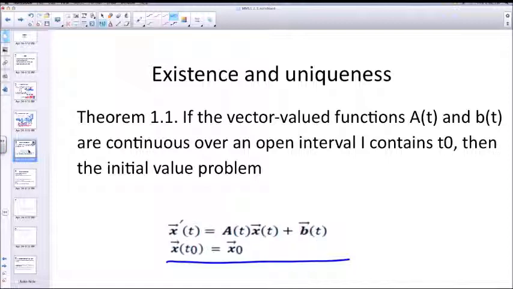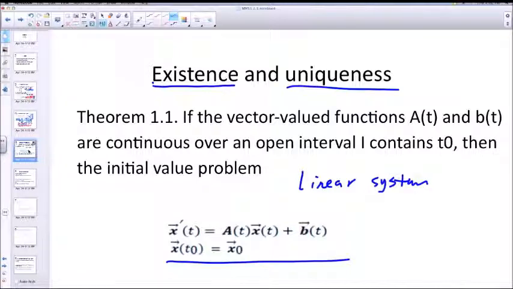The first theorem is good news for existence and uniqueness. If you have such a linear system and you have the initial condition, the solution is guaranteed to exist and is unique. That's a perfect situation in real world applications. You want a solution, you want a single correct solution.